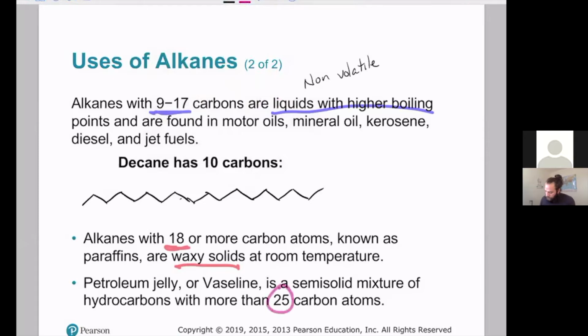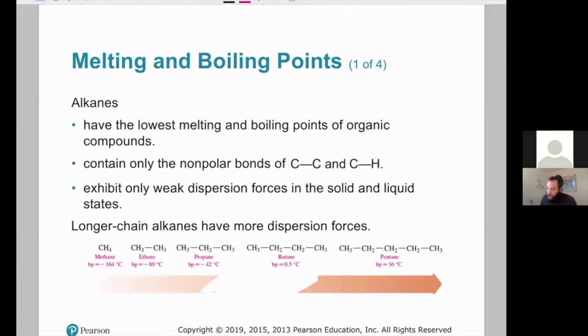All right, and then once we get to as long as 25 or above, these are also solids, but quite viscous, something like Vaseline or petroleum jelly. So our really small alkanes are gases. In the middle there are liquids, and then as we get longer, those are solids. Those properties all relate to the boiling or melting point of those compounds, right? So its state at room temperature reflects its boiling and melting point.